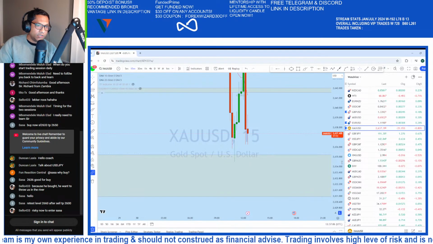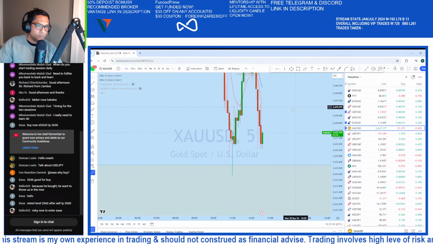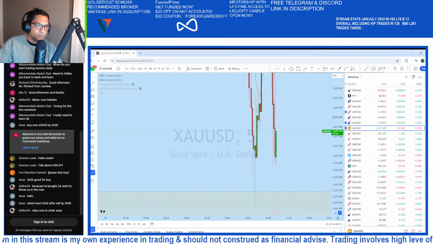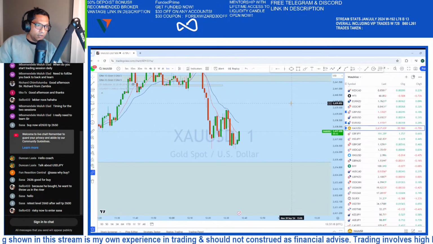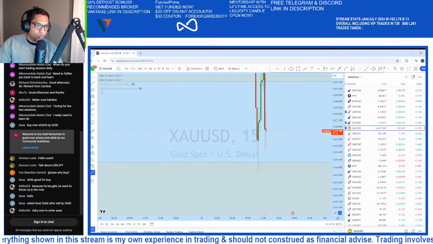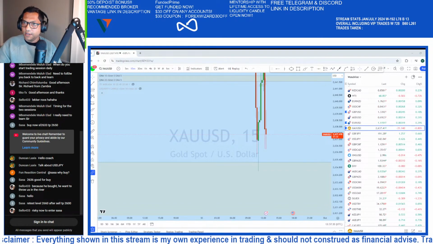Looking at here, what you can see, there's a bounce, and yeah, there might be another liquidity grab in that area. See where it is heading.